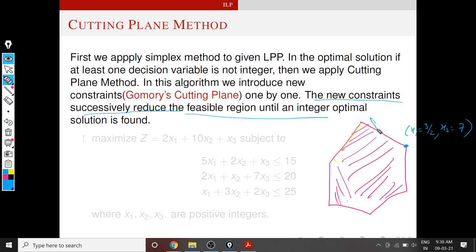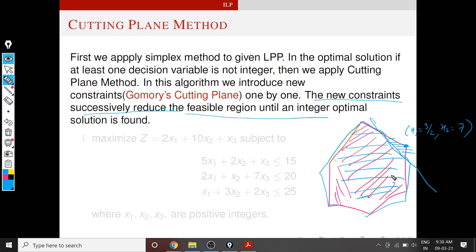Now we will introduce an extra constraint, and we throw out this side, under the guarantee that this side doesn't contain any integer solution. We introduce a constraint in such a way that we are assured this side has no other integer solution. So now the new feasible region is like this. Then we are going to solve our given problem in this new feasible region.